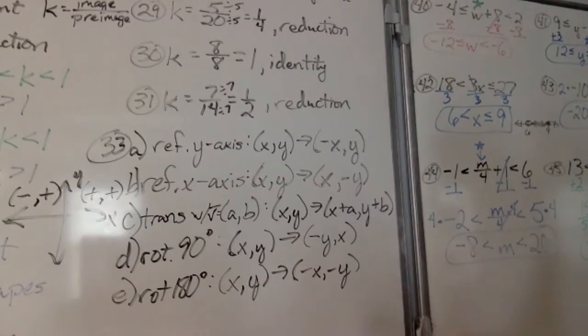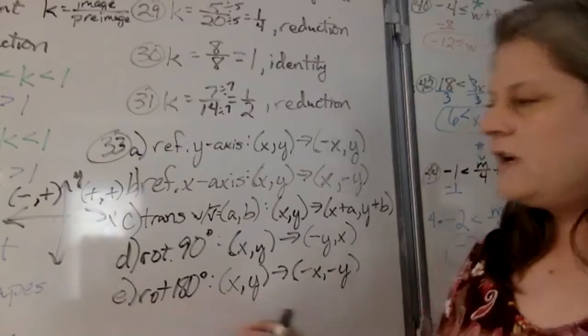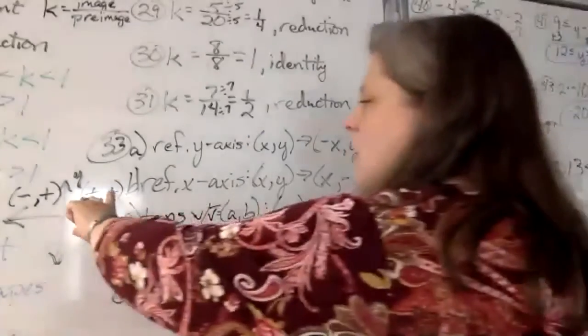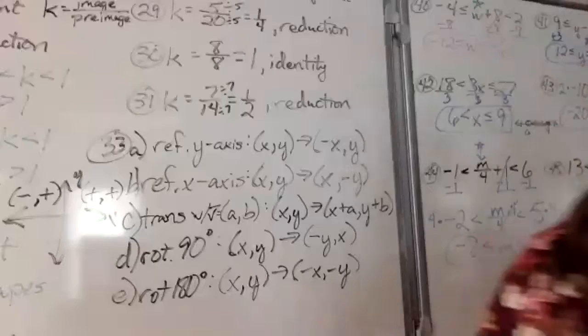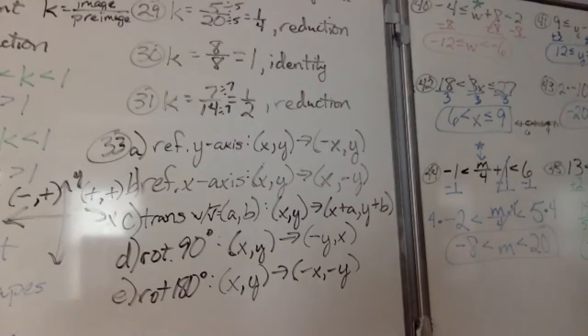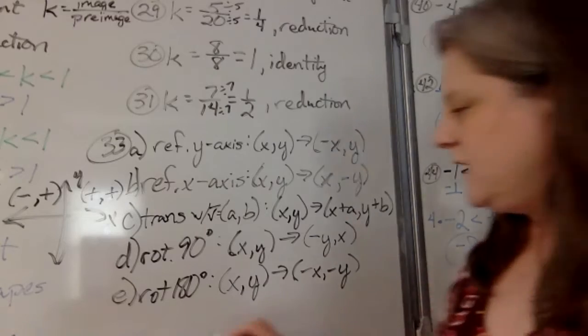So for rotation 180 degrees, because you're going from here all the way down to here. Everything was positive up here, everything's negative down there. Then the next one I had in our table was a rotation of negative 90 degrees.